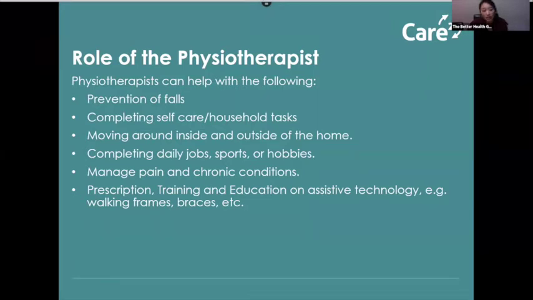Another thing physiotherapists can help with is prescription, training, and education on assistive technology such as walking frames, braces, orthotics, AFOs, and things like that. Particularly if a participant needs guidance and support through a prescribed exercise program to improve their physical health and function, we can definitely assist there as well.